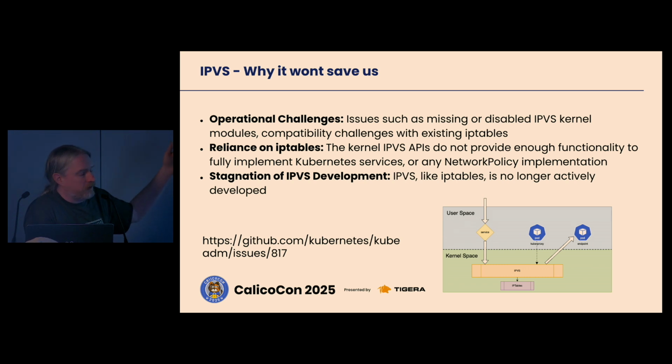Really what people found out was that there were operational challenges. So things like missing or disabled IPVS modules. There might not have been complete test coverage. And also there were some compatibility issues with IP tables. And that brings me to the next point. The eagle-eyed people in the room would have seen in my IPVS slide that I had a little bit of IP tables going on down at the bottom. The reason is because IPVS on its own doesn't actually have the functionality to create Kubernetes services. So it actually relies on IP tables to do some of that.